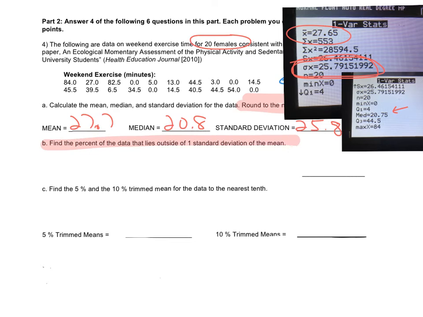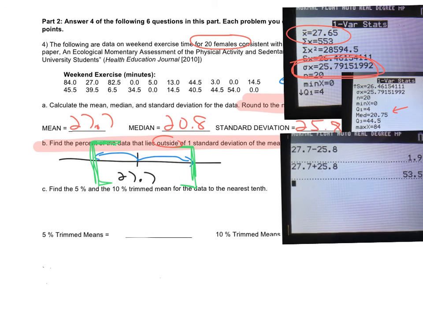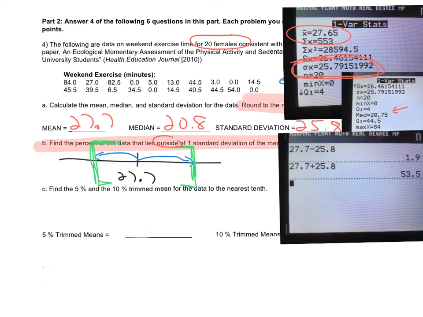Find the percent of the data outside one standard deviation from the mean. So what we're going to do is take the mean, which is 27.7, and go one standard deviation to the left and one standard deviation to the right. We want to get a range, and then find the percent of the data that's outside of this range. I'm going to take the mean, 27.7, and subtract the standard deviation, 25.8, and then take the mean 27.7 and add the standard deviation. So that's going to give me the range of 1.9 to 53.5. I want to find the percent of the data that's outside of this range.